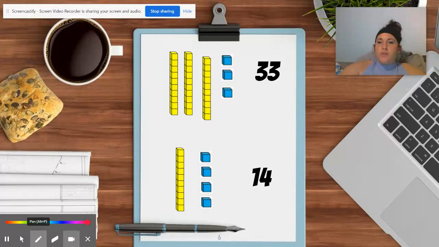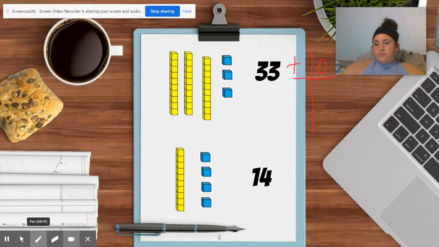Whenever we talk about place value, there is a tens column and a ones column. We know our numbers like 33 will go into our columns like this, and our number 14 will go into our columns like this. That shows you that we have 3 ones, 1, 2, 3, and 3 tens, 1, 2, 3. It also shows you that we have 1 ten in the number 14, and we have 4 ones, 1, 2, 3, 4, in the number 14.